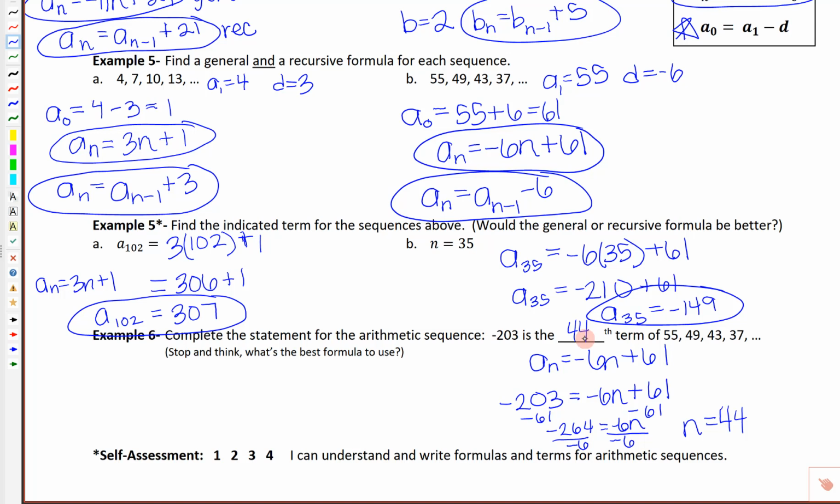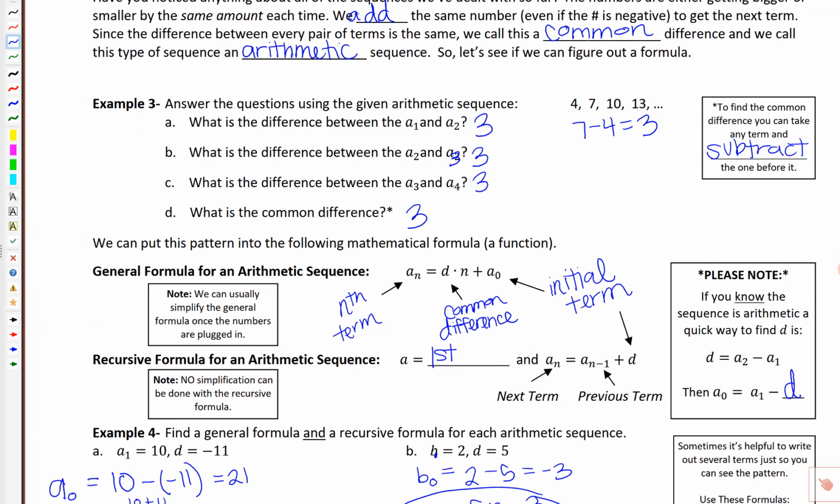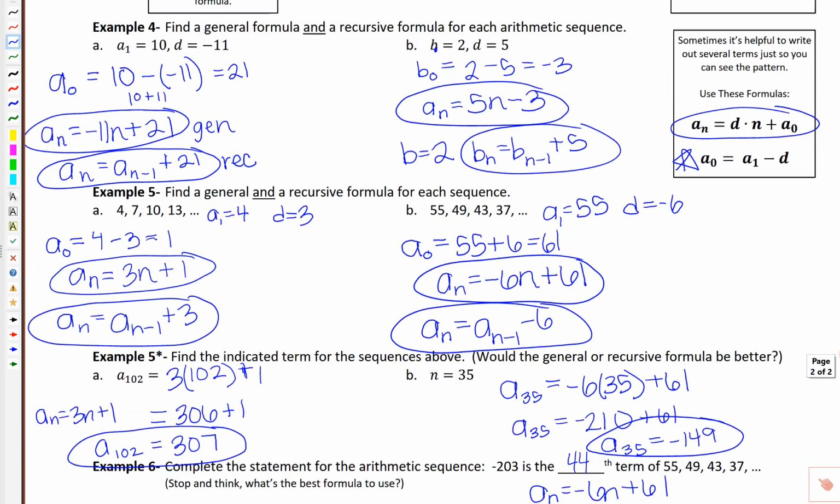Okay, go ahead and circle your self-assessment, how you're feeling about this. We're going to spend a couple more days on this, so if you're like, oh, that's kind of a lot to take in, and tomorrow we're going to be working on our assignment.